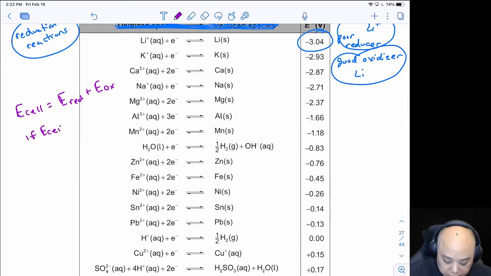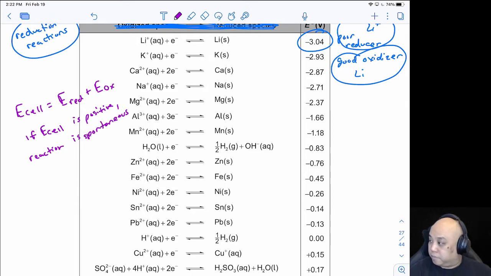If your E cell is positive, then the reaction is spontaneous. So if your total E cell is positive, the reaction is spontaneous.